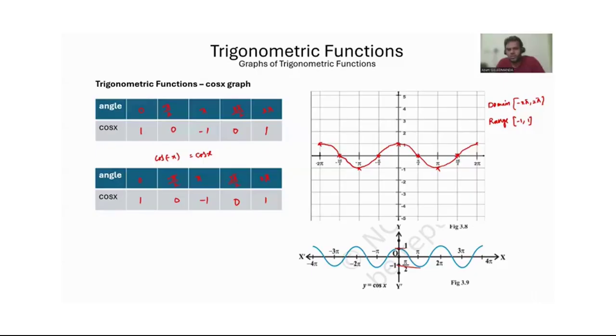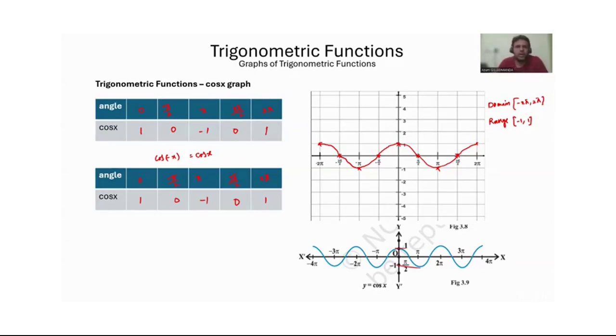In the board exams, you just use these two tables and take the y-axis, which indicates 1, 2, 3, 4. The x-axis indicates the angles in range: 0, pi by 2, pi, 3 pi by 2, 2 pi. And on the minus x side, the negative values. So this is the graph for cos x.